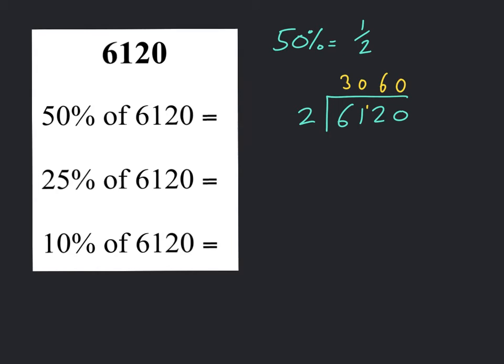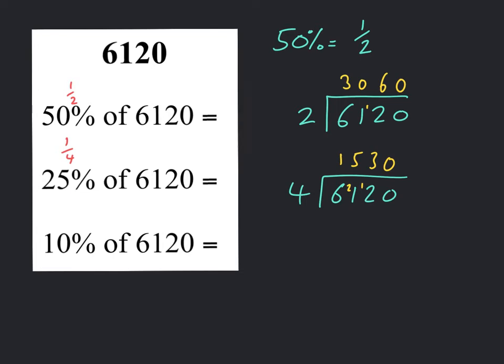The next question, we're finding 25% of 6,120, and again you know from your tables that 25% is equal to a quarter. So 50% is the same as a half, 25% is the same as a quarter, and if you're going to find a quarter of something, you divide it by 4. So to find 25% of something, I divide that by 4. And when I did that, I got the answer, which was 1,530.